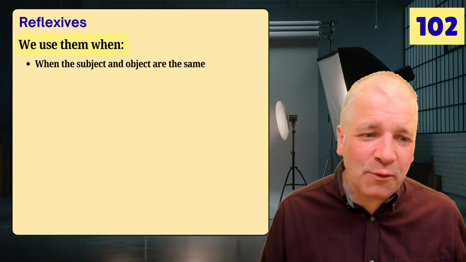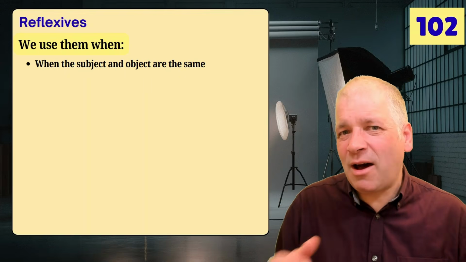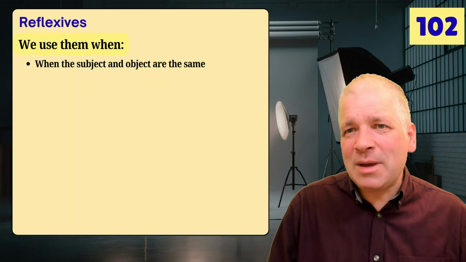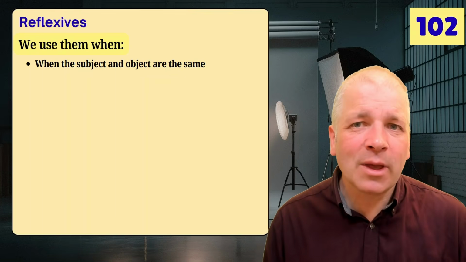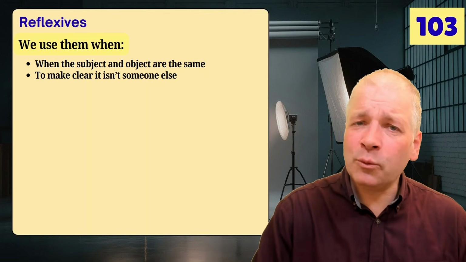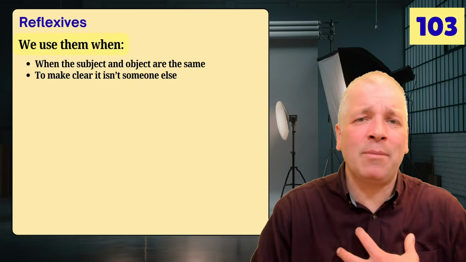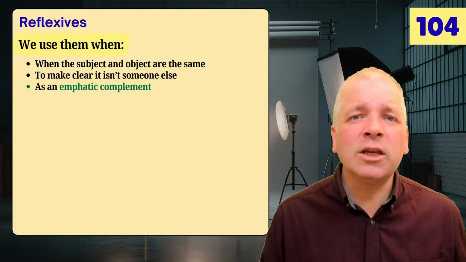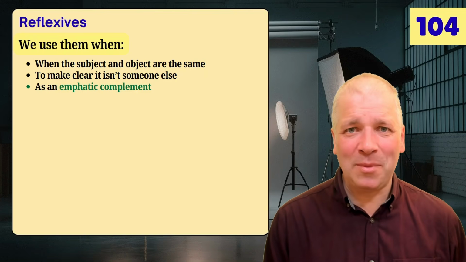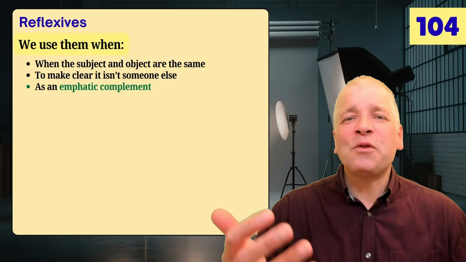We use these reflexives when the subject and the object are the same. So when I said I cut myself, that means I did the action of cutting and the person affected was also me. Sometimes we need to use reflexives to make it clear it isn't someone else. I cut myself, not them. We could use it as an emphatic compliment. I am myself the winner.